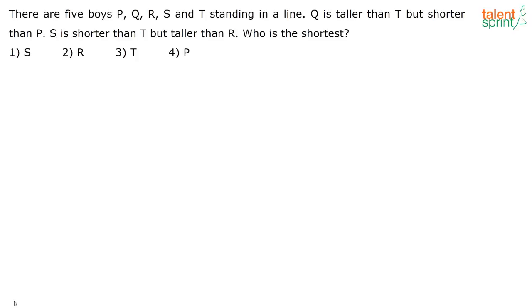Let's move on to the next question. There are 5 boys P, Q, R, S and T standing in a line. Q is taller than T but shorter than P. S is shorter than T but taller than R. Who is the shortest?